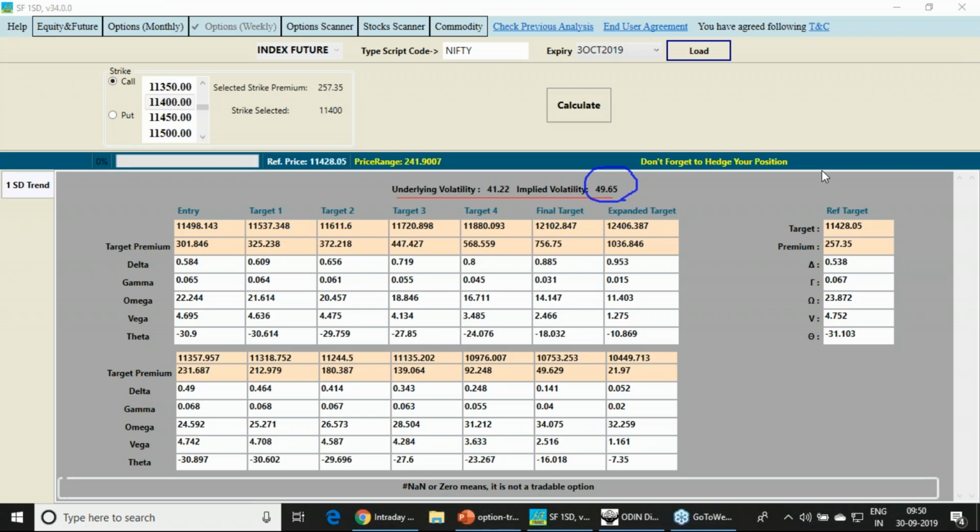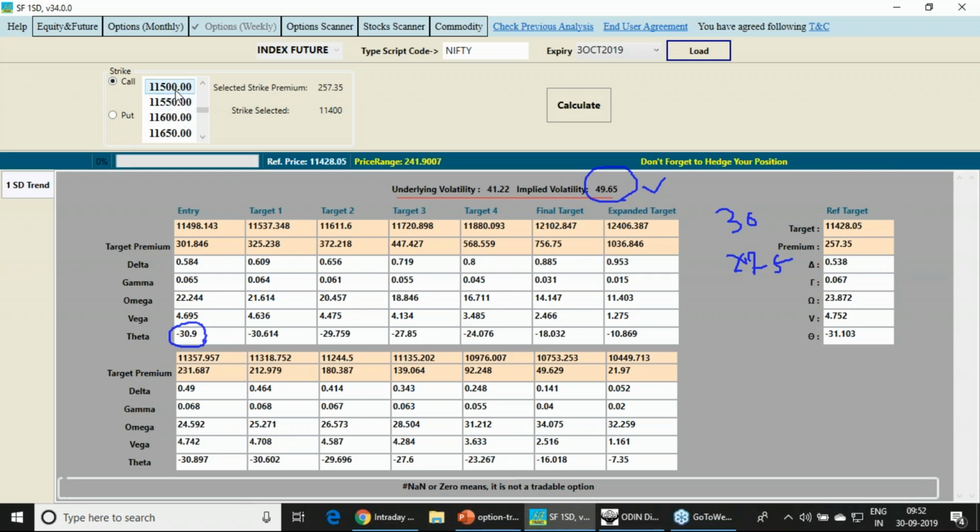49%, 50% in index. 50% in index is a great IV. Can anyone buy in this situation? 30 rupees of theta per day decay. So you can say here, if I am just going for the 11,400 call option, I have this kind of theta.